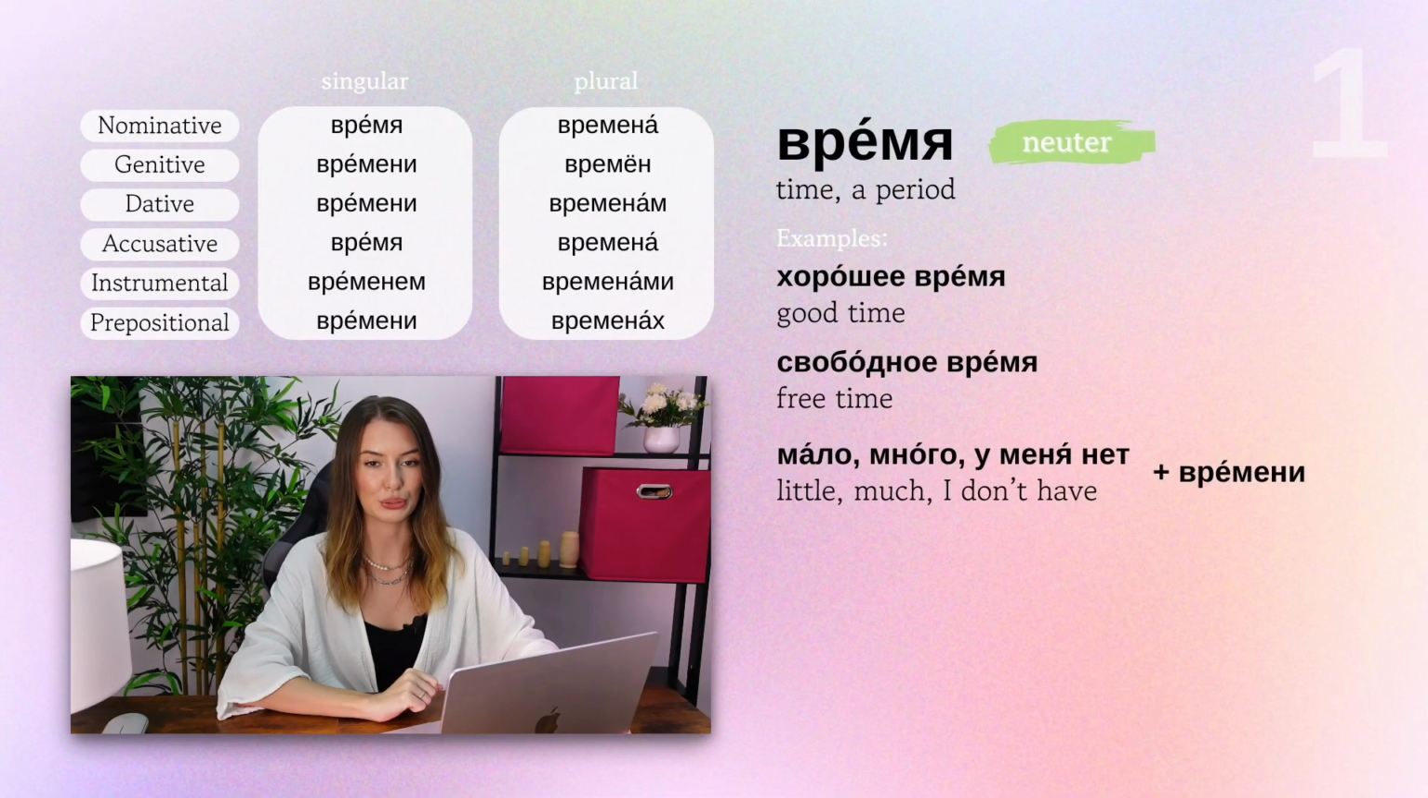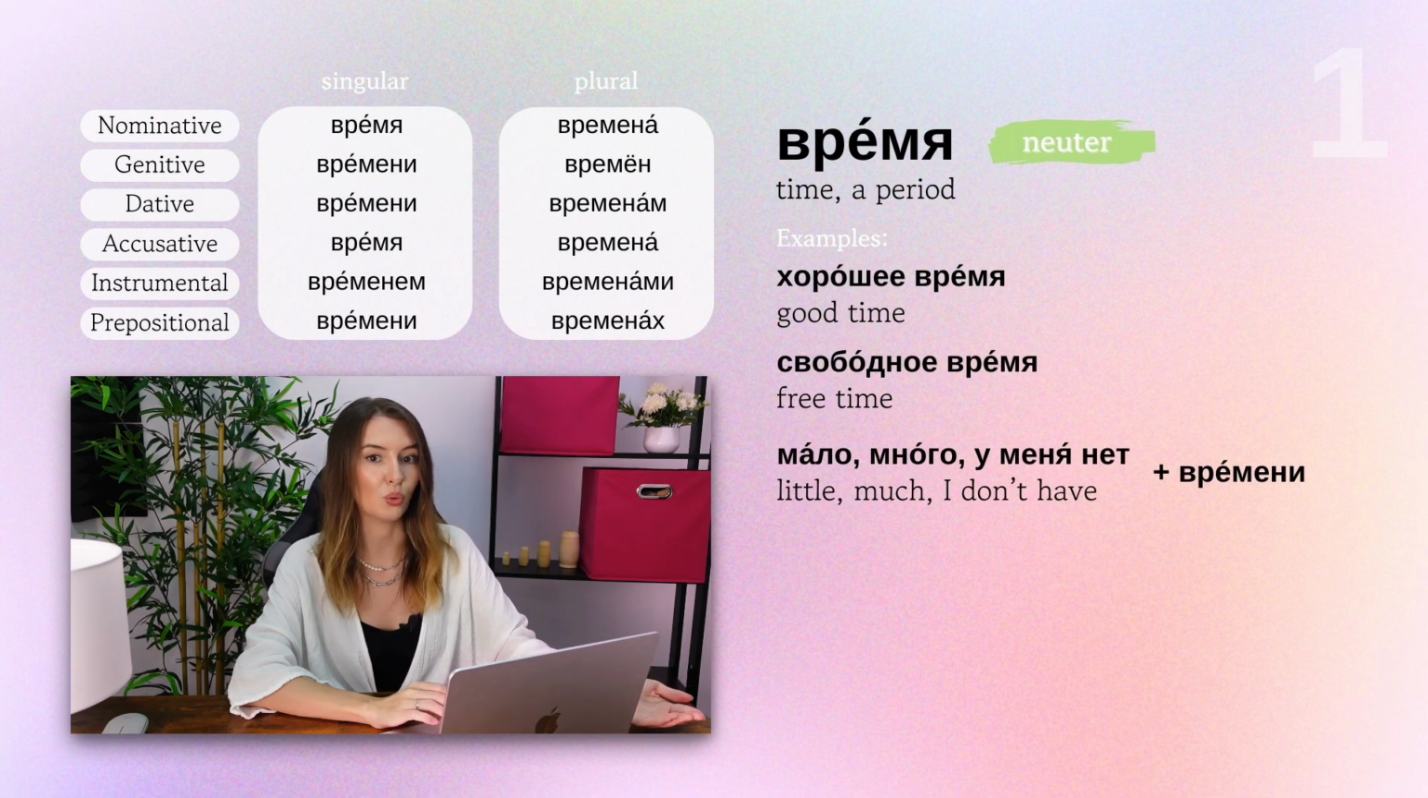The first word for today is время. Время. Re is soft here, m is soft here as well. Время. Despite the fact that this word ends in я, it is a neuter word. Время, оно. We say хорошее время or свободное время. You also have to memorize the genitive form времени.